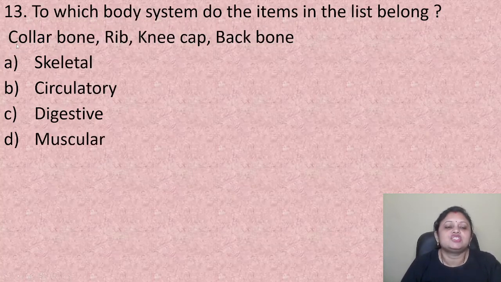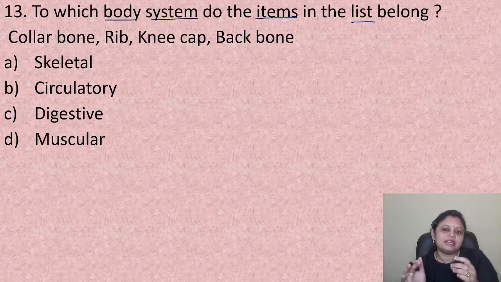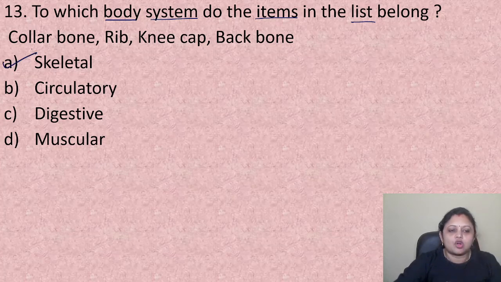Okay. Next, to which body system do the items in the list belong? Collarbone, rib, kneecap, backbone. Option A, skeletal. B, circulatory. C, digestive. D, muscular. So, to which body system do the items in the list belong? Collarbone, rib, kneecap, backbone, these are all bones, right? So these bones are part of the skeletal system. So here the correct answer is option A, that is the skeletal system.